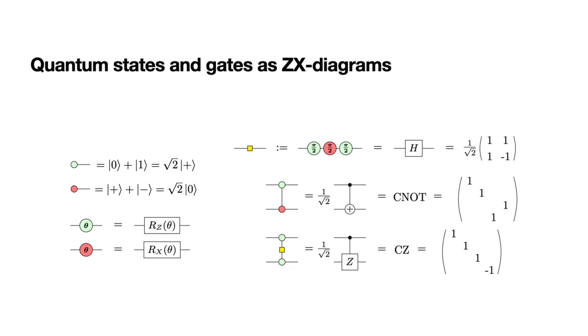In principle, we can represent any quantum state and quantum gates as ZX diagrams. For example, the zero state and the plus state, and the single qubit gate rotation Z, rotation X, and Hadamard gate by Euler decomposition. Also, two-qubit gate CCZ, which can create entanglement in quantum computing.